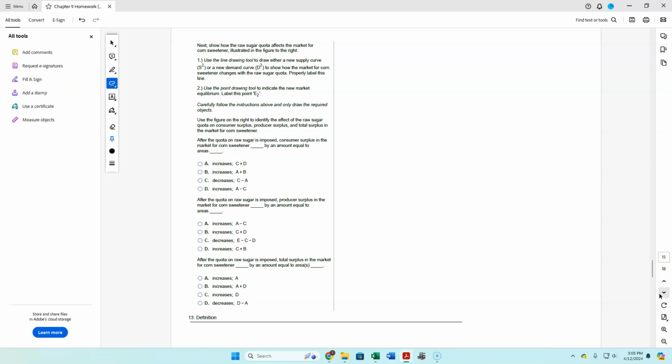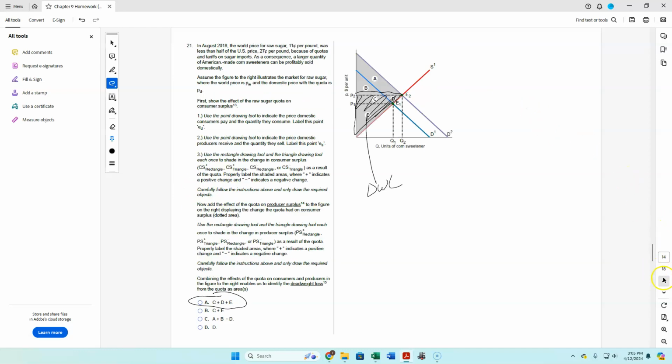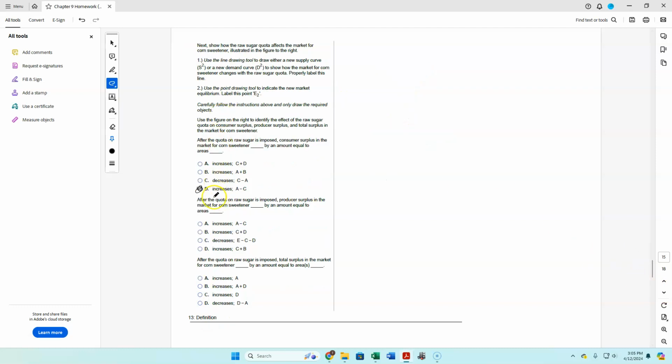Taking it further, for the same problem, what would the consumer surplus be? Well, it's going to increase, and it's going to increase by A minus C. Let's go back to this here. So that would mean that it's increasing by A, but reduced by C because now I'm at the Q1 point, that lower price point that goes along with the 11 cents. So it's going to be increased by A, reduced by C. That's essentially what we should see here.